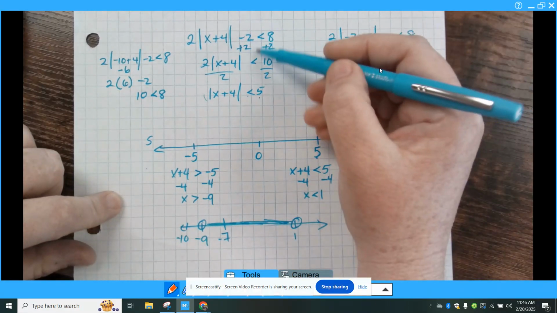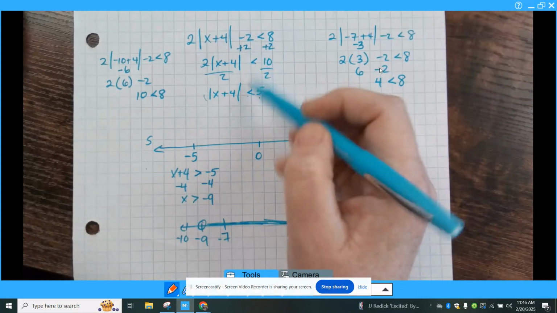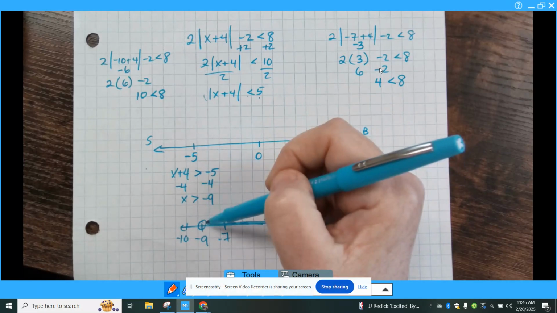So look at how these were all less thans. This now becomes a greater than. And if it was the opposite, if these had been greater than, then this would have been a less than. Okay.